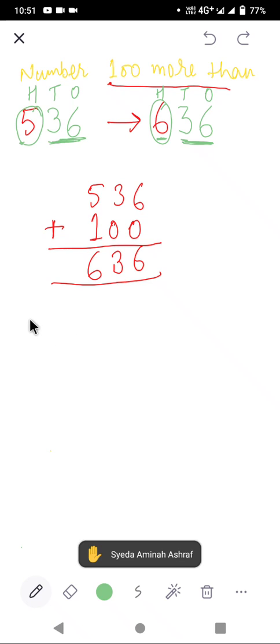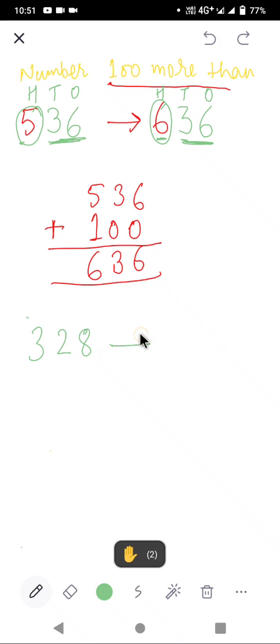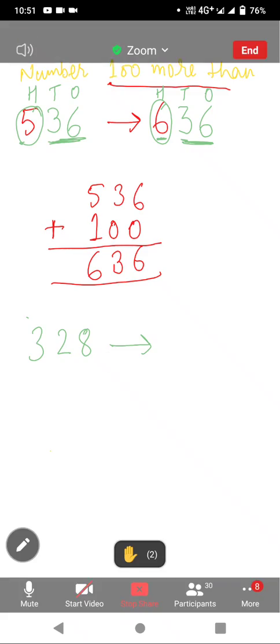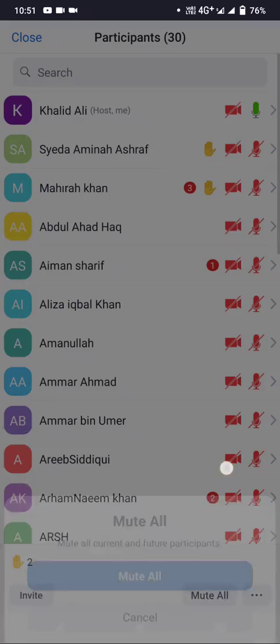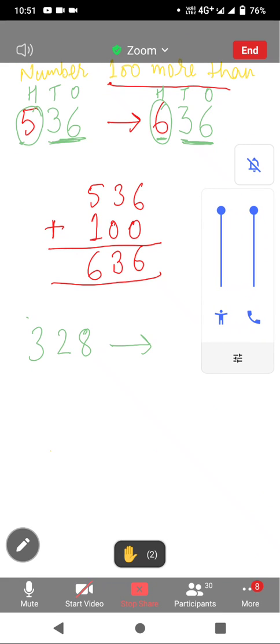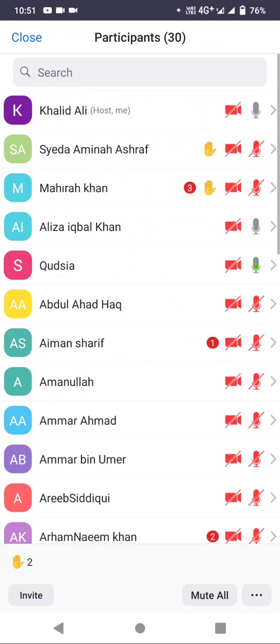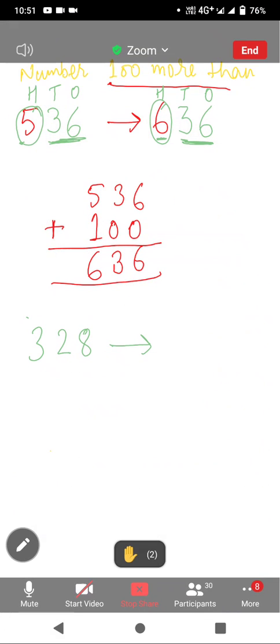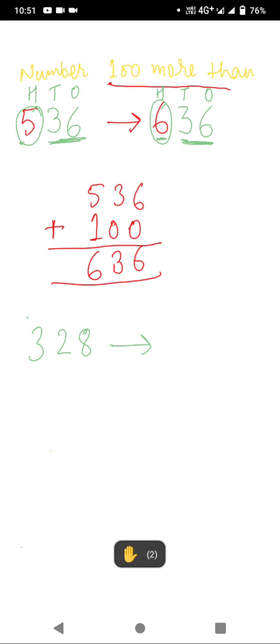Let's take a number 328. Okay, and we have to find out 100 more than 328. So what will we do, students? We will add. Sir, what will we add? We will add 100. Yes, very good. 428. So to find out 100 more than 328, we will add 100 to 328.